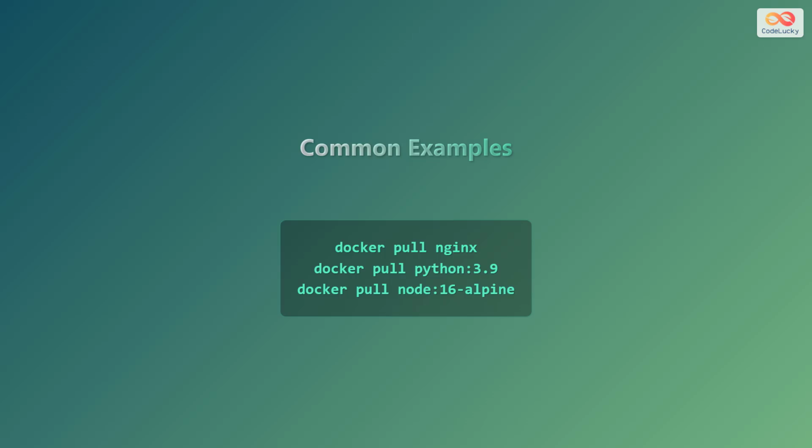Here are some common examples of using Docker pull with different images and tags. Docker pull Nginx downloads the latest Nginx image. Docker pull Python:3.9 downloads Python version 3.9. Docker pull Node:16-Alpine downloads the Alpine-based version of Node version 16.